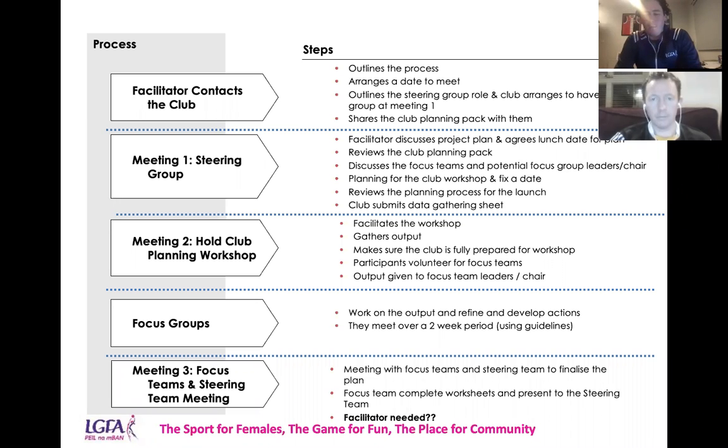In meeting one, once we've decided who these people in the steering group are, they would meet with the facilitator, and they'll discuss at that meeting the steps it'll take to get the plan in place, and hopefully agree a launch date for the plan. With the pack they'll issue you at the start, they'll go over that, ask any questions about what exactly is involved in the process, and those will hopefully be answered by the facilitator. They'll discuss then, I know I'm coming up with a lot of different groups and things like that, focus teams and potential focus group leaders and chairs with you at that point.